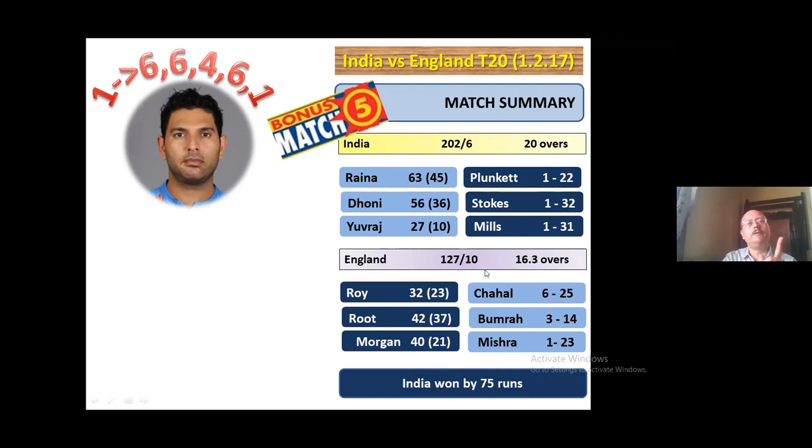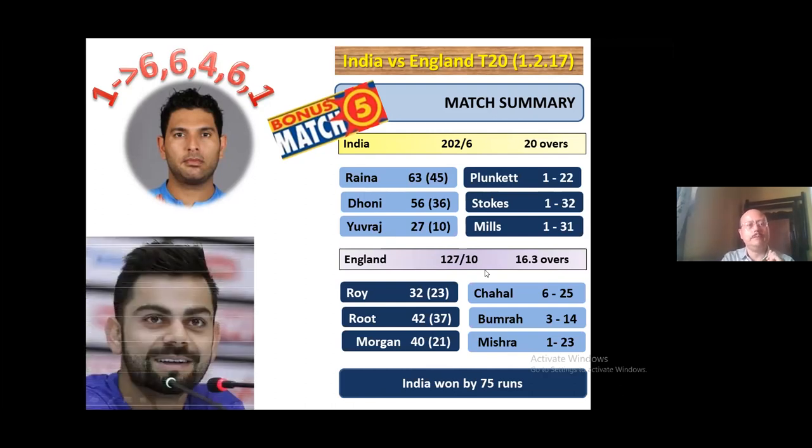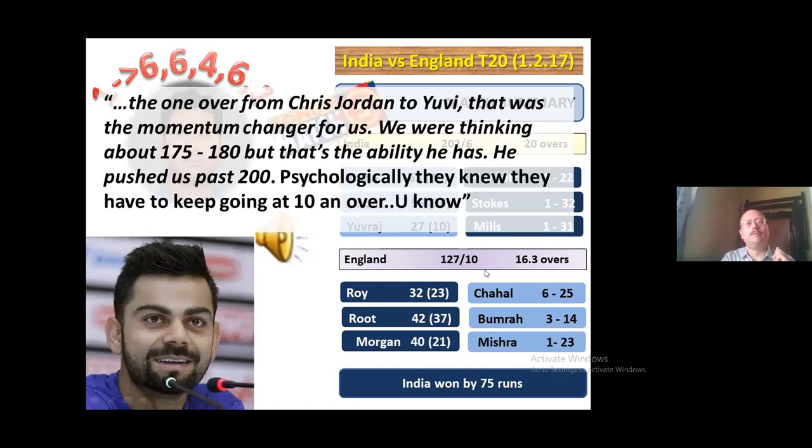But that is not the main thing that I want to tell you. What I want to tell you is what Kohli said after the match. This one over from Chris Jordan to Yuvraj, where he scored 6, 6, 4, 6, 1, that was the momentum changer. We were thinking about 175-180. But that's the ability he has. He pushed us past 200.